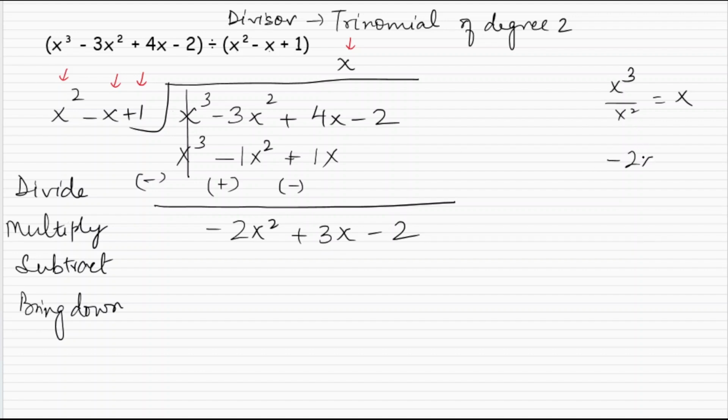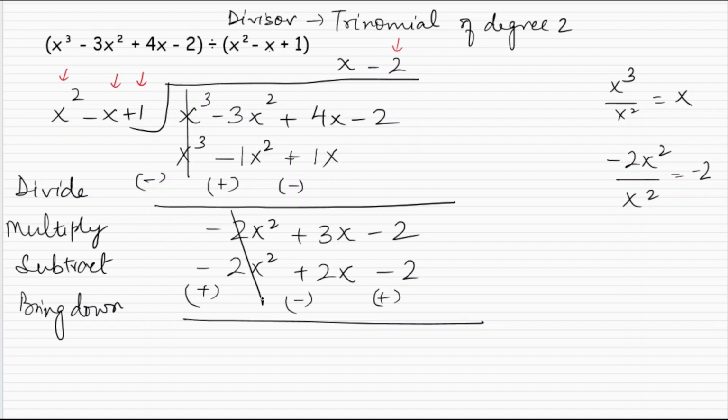Again, divide. Minus 2x square, this term, divided by the first term of the divisor, x square. What is minus 2x square divided by x square? It's just minus 2, because x square divided by x square is 1. So put minus 2 here, and now multiply this minus 2 with all the 3 terms of the divisor. So minus 2 times x square is minus 2x square. Minus 2 times minus x is plus 2x. Minus 2 times plus 1 is minus 2. Change the signs while we subtract these terms.